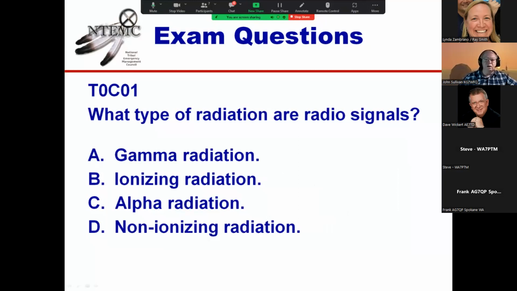What type of radiation are radio signals? Are they gamma, ionizing, alpha, or non-ionizing? Remember, everything below the visible light range is non-ionizing. That above is ionizing. Gamma rays are ionizing, they're above that. We haven't even talked about alpha, but it is non-ionizing radiation. Okay.